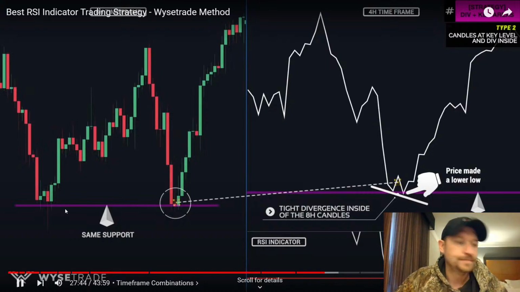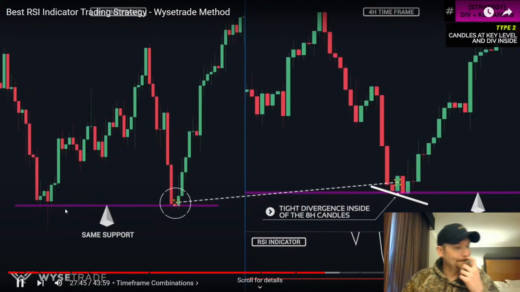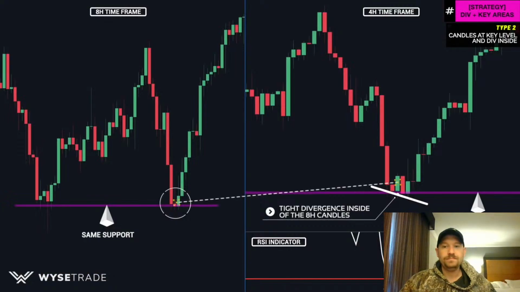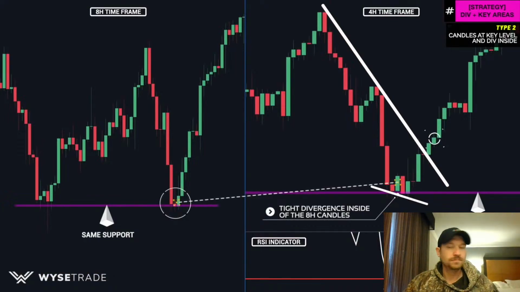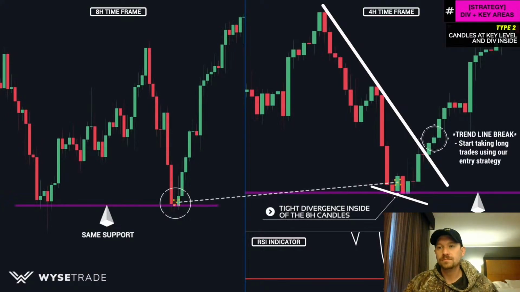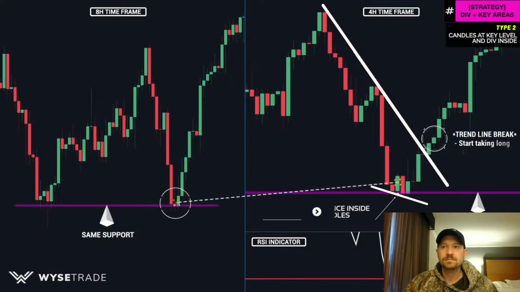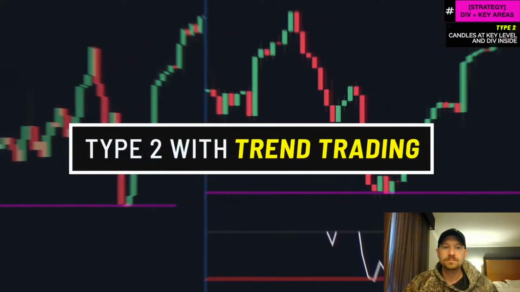So jumping back, you then again put your trend line onto the immediate trend. And once you had your break through as confirmation, you would then start looking for trade entries long using the lower intraday time frames. So let's show type 2, but with trend trades.